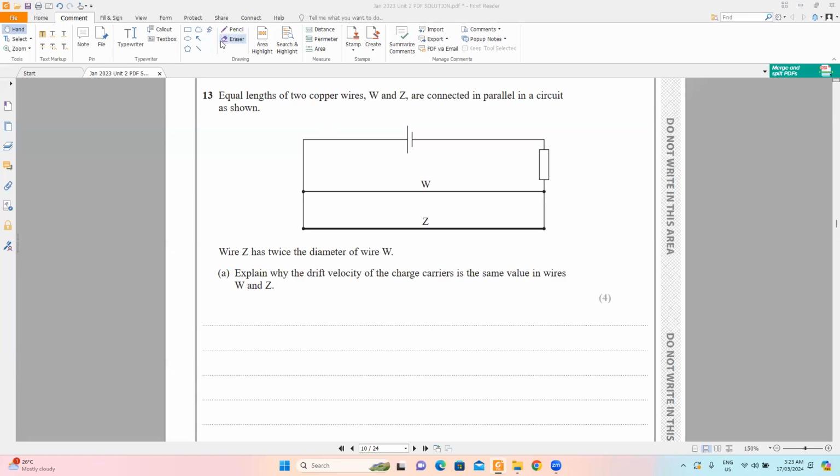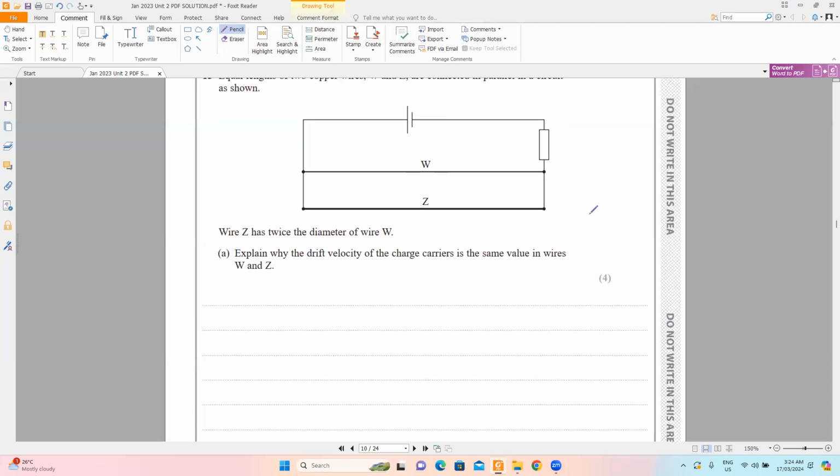So question 13 says, equal lengths of two copper wires W and Z are connected in parallel in a circuit as shown. Wire Z has twice the diameter of wire W. Okay, so that means wire W is a thinner wire. Explain why the drift velocity of charge carriers is the same value in wires W and Z.